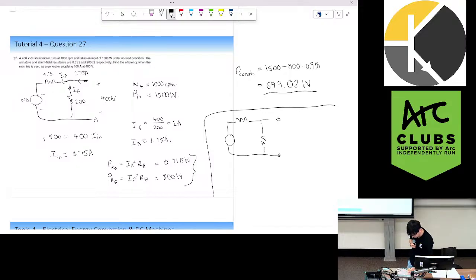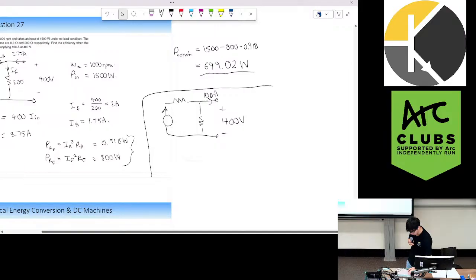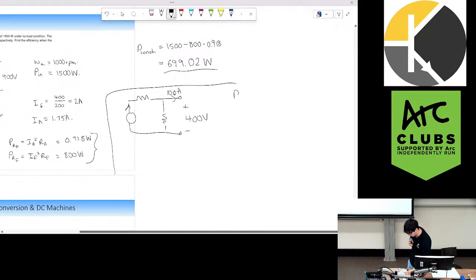So with the generator, we are supplying 100 amps. My bad. The generator will have current going from our induced voltage to our load. And from the load, we are receiving 100 amps. And we have a terminal voltage of 400 volts. So if we look at output power first, that would just be output voltage times output current, which is 40 kilowatts.